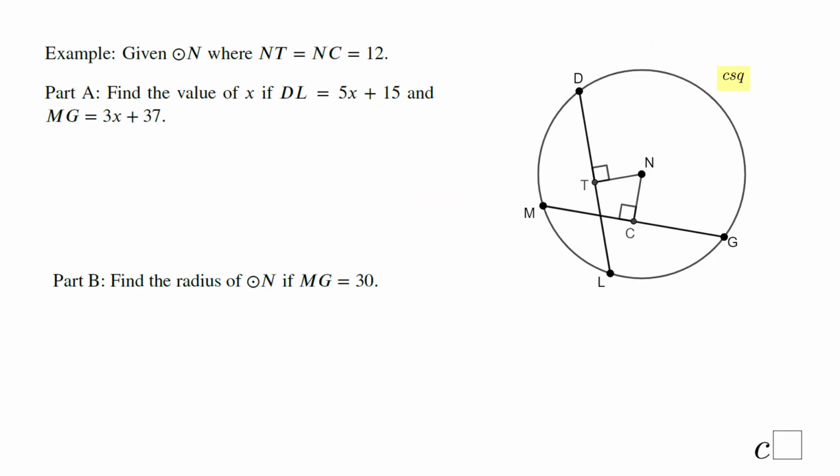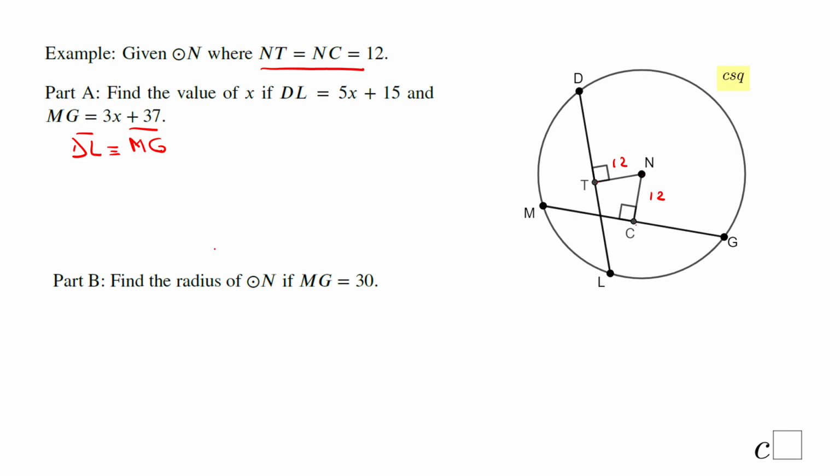The last problem in this lesson is this one, where we have a circle and NT is equal to NC and it is 12. So we notice again NT and NC represent the distance from the center to these chords, and they are the same, they are congruent. That means the chords are congruent. The chord DL is congruent with chord MG. So basically, one more time, if the chords are equidistant, they are 12 from the center, then they are congruent.